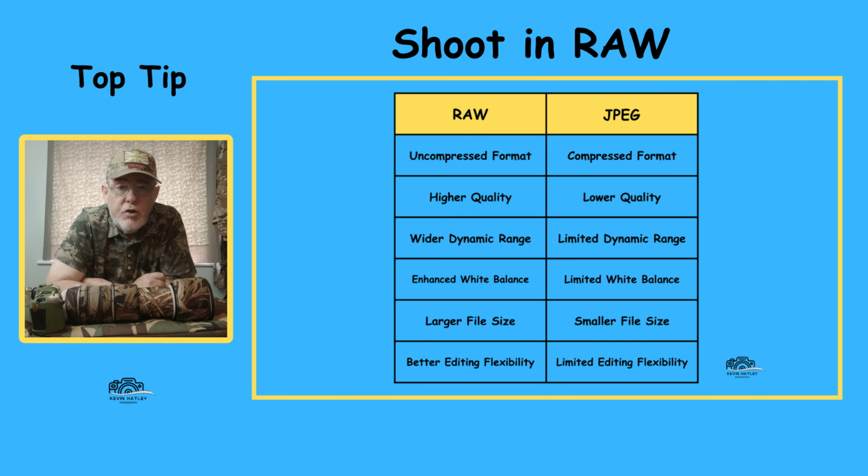Top tip, shoot in RAW. RAW files retain more detail and have a far higher dynamic range than JPEGs. That means that you can retain the details in the shadows and the highlights, making your images more vibrant and balanced. So choose to shoot RAW over JPEG.